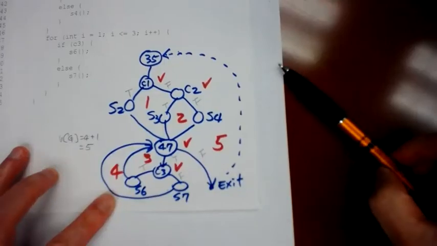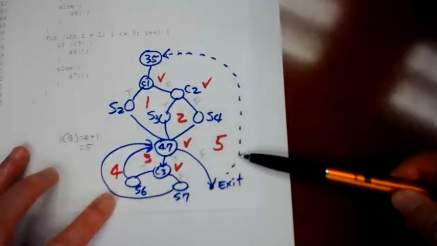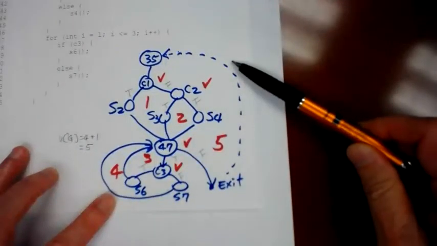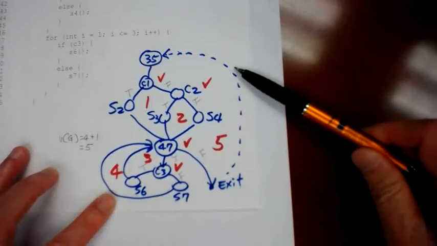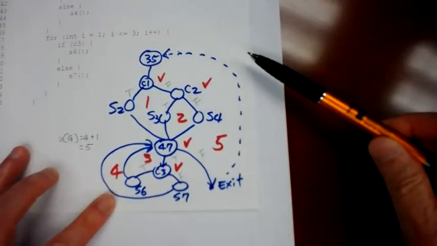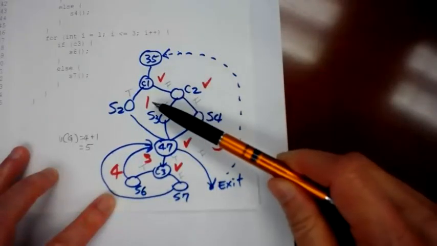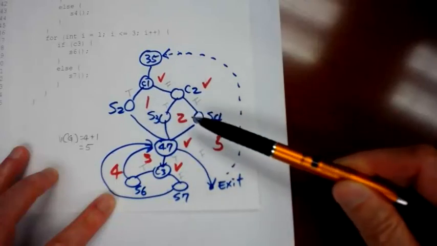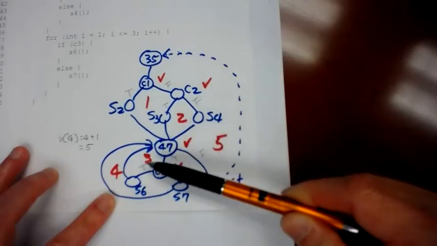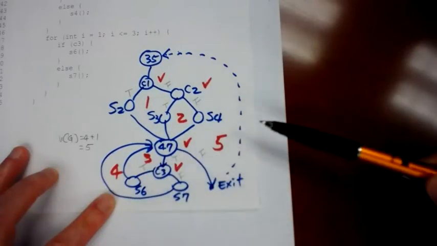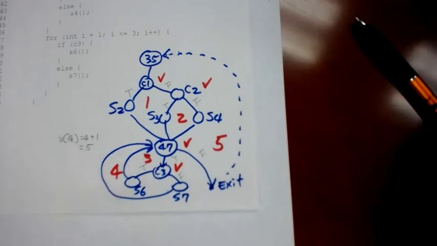So for the cyclomatic number, if we have a strongly connected graph, and again, the graph has to be strongly connected, we count the number of bounded areas. So we have 1 area, 2, 3, 4, 5. We have 5 bounded areas, so the cyclomatic number is 5, right?